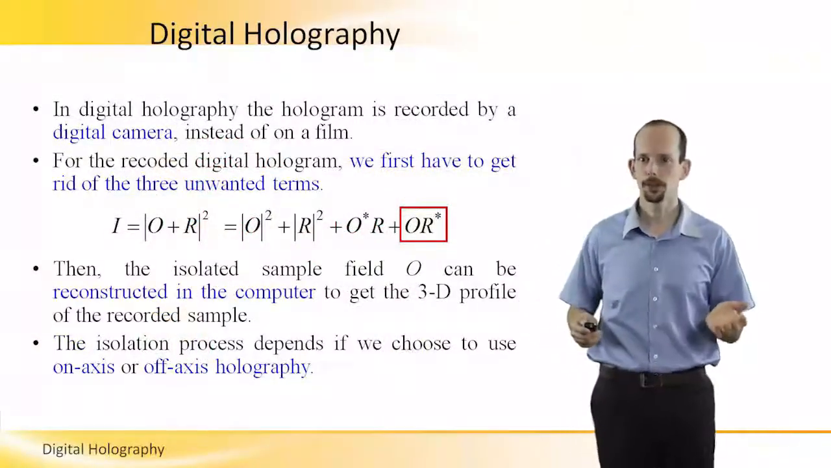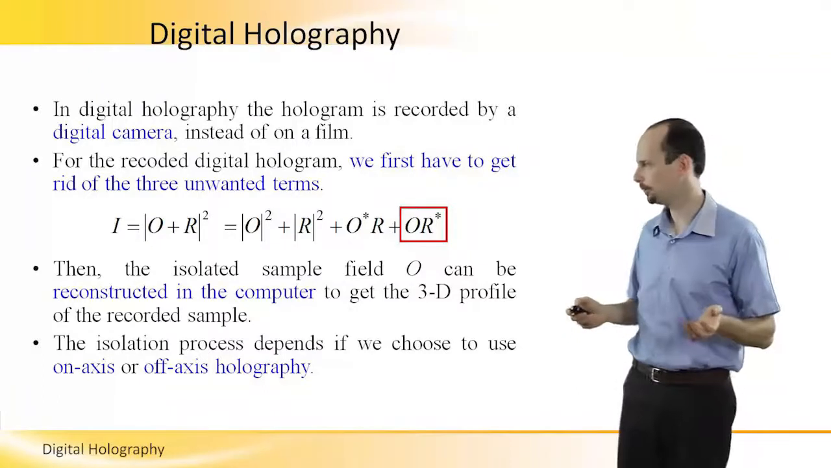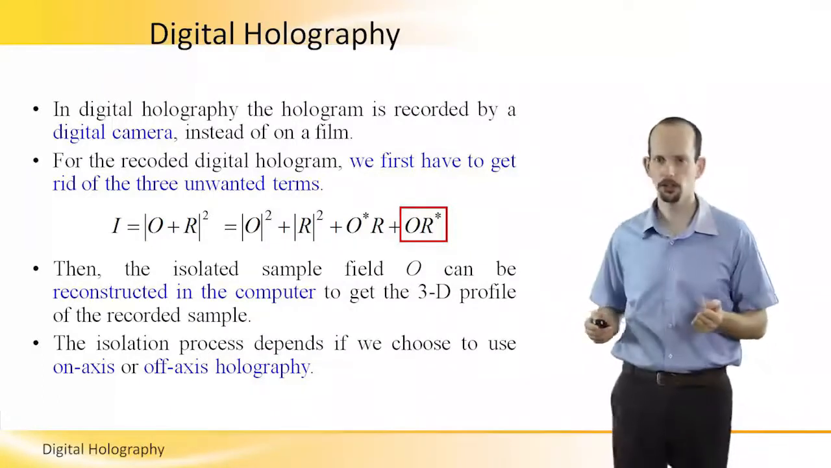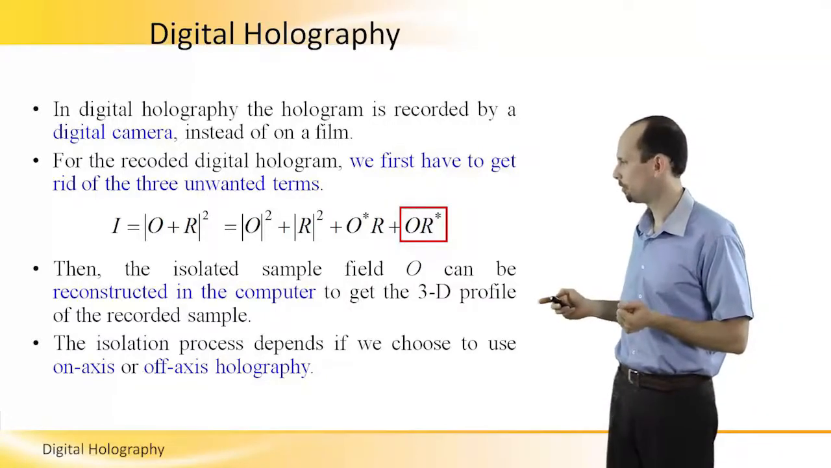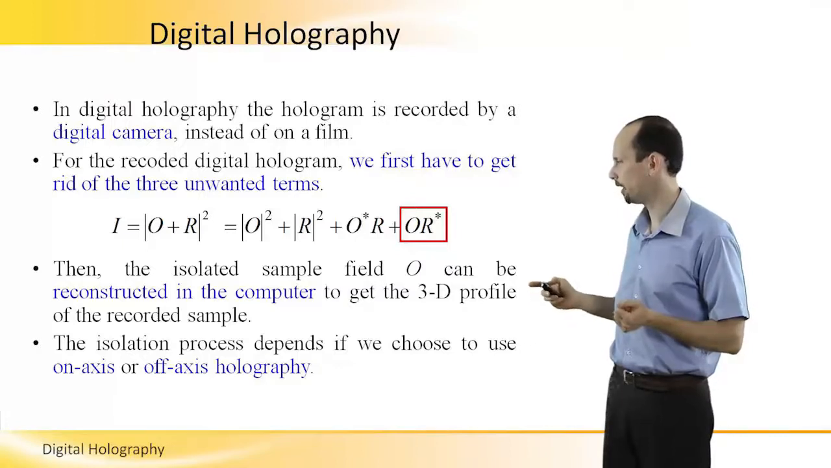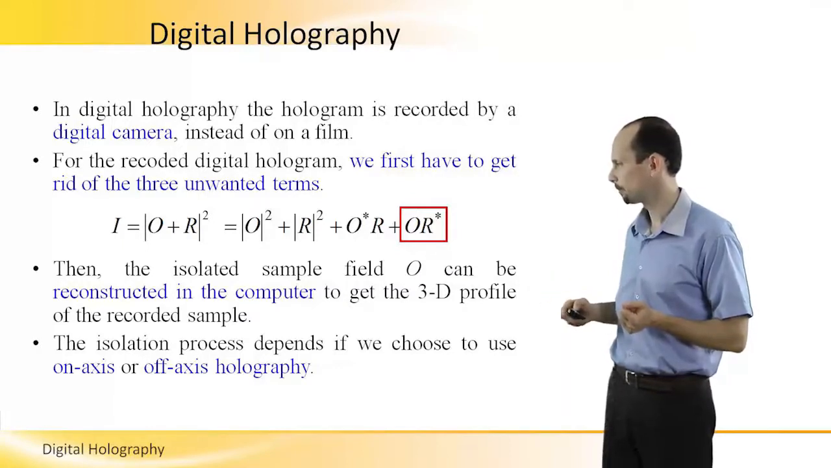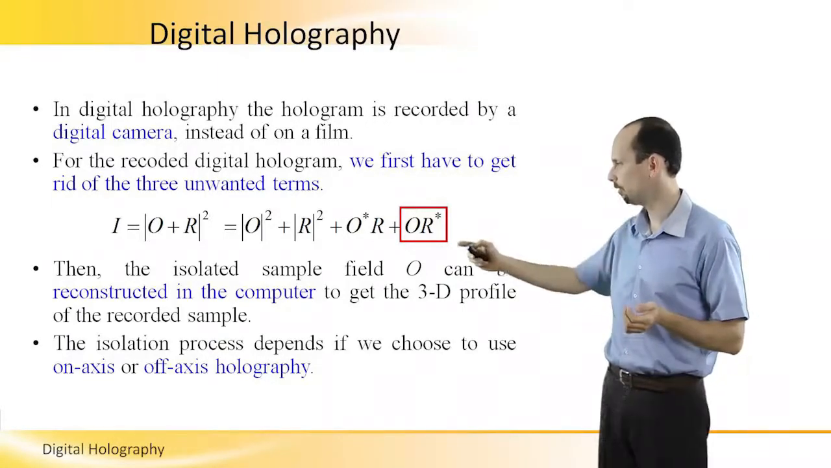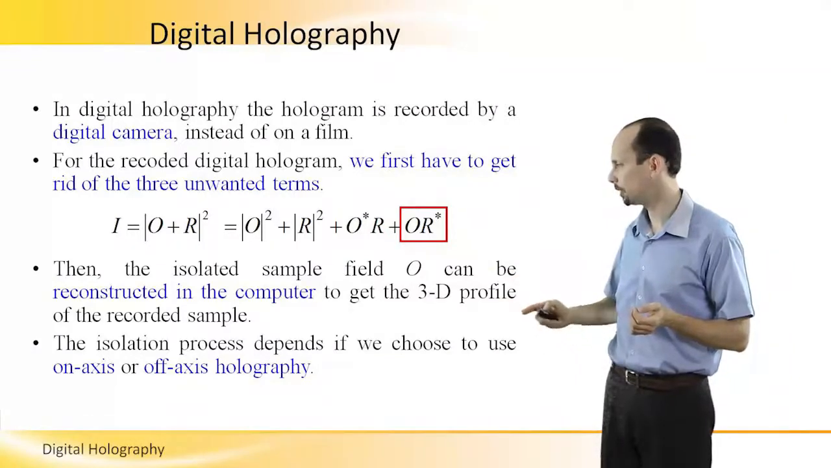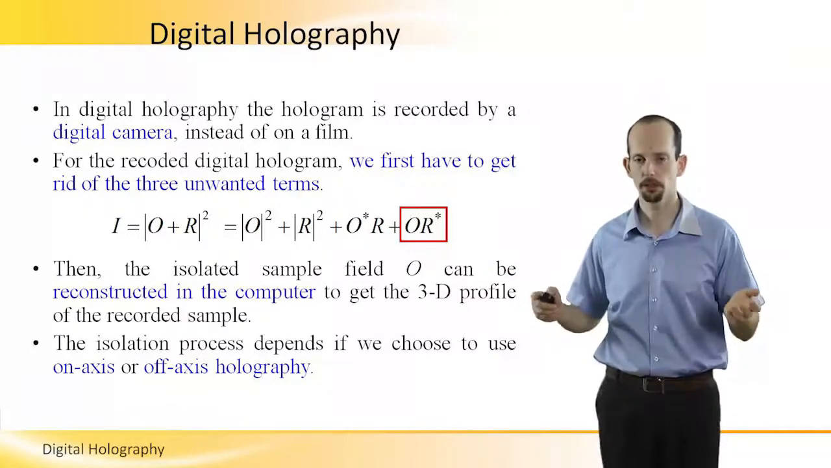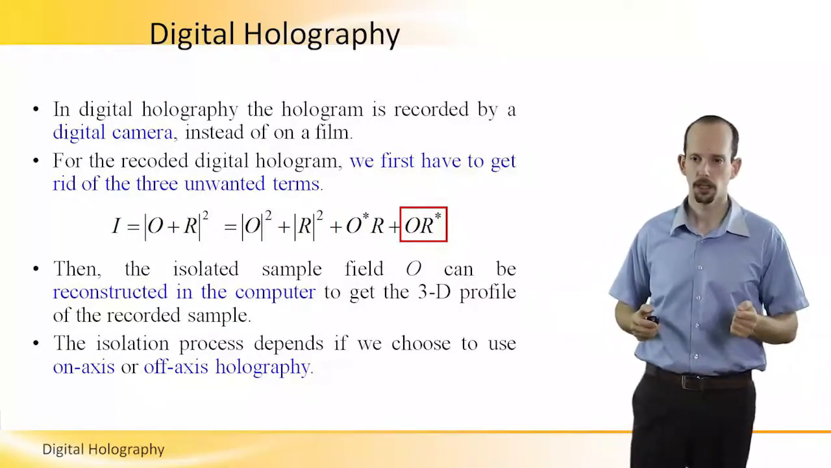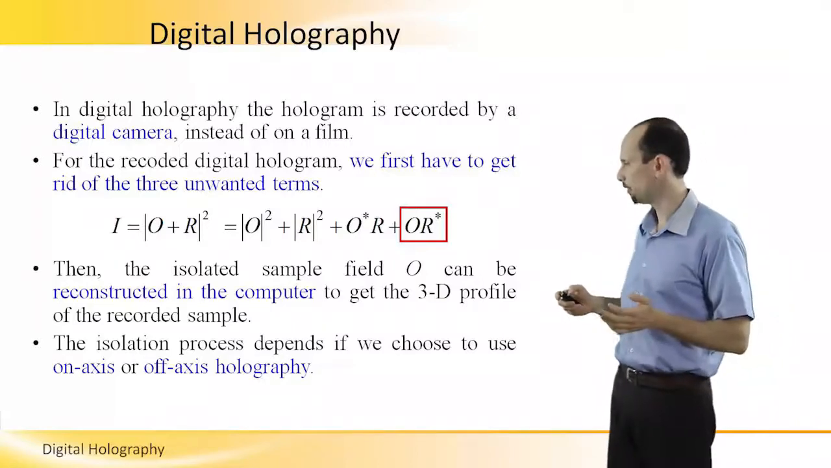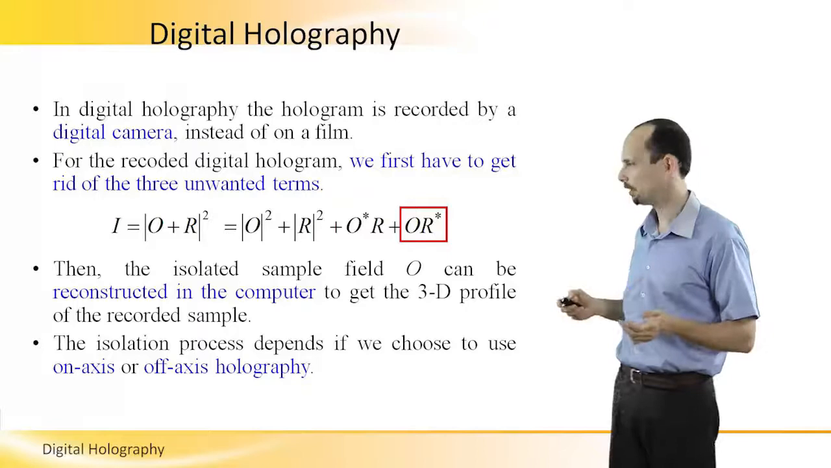So digital hologram is recorded by a digital camera instead of a film, and the recorded hologram actually captures 4 elements: |O|^2 plus |R|^2 plus the cross terms. 3 of them are unwanted because I just want this O multiplied by R conjugate, because O captures the complex wavefront of the sample, including the amplitude and the phase. The isolated sample field, O, can be reconstructed in the computer.